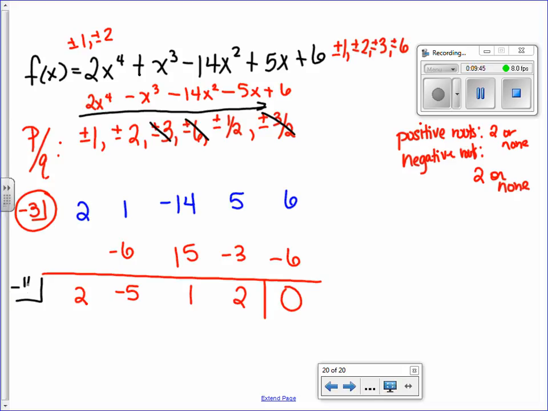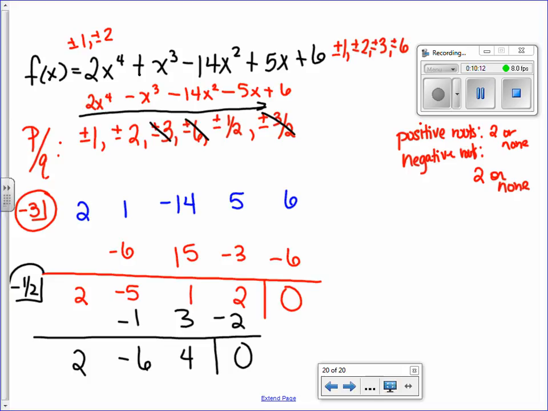Negative 1/2 and 2 works. Alright, well, I've already written negative 1/2, so we're going to go with that one. I don't want to waste my ink or eraser. So that's 2, that's going to be negative 1, that's a negative 6, positive 3, positive 4, a negative 2, and 0. So negative 1/2 is one of our roots. Synthetic division.